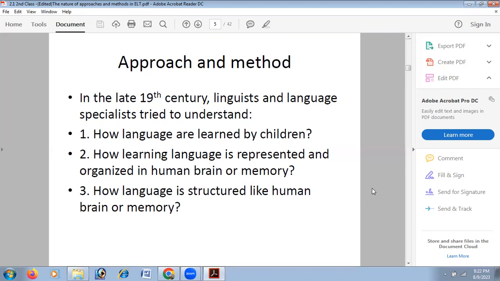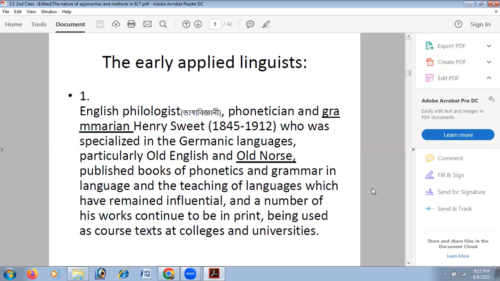So again, psychological perspectives of language learning were developed. That means how the brain can catch a language, if it is the first language or the second language. That means intervention of human memory, intervention of human psychology was applied in case of language learning and teaching. And language is structured like the human brain or memory. In which way? So that question came into existence. And in this regard, some psychologists and many linguists came up with their propositions.